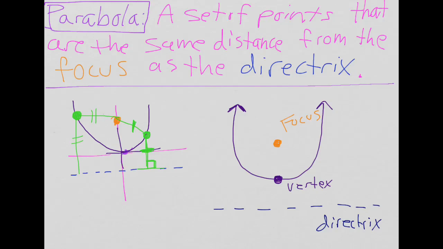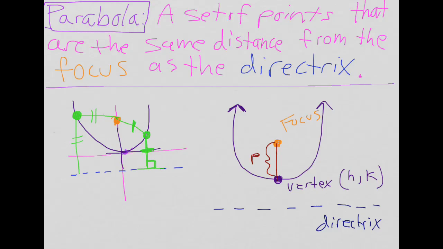Now, just like we had with vertex form of a parabola, we're still going to identify that vertex as h, comma, k. H being the x value of the vertex, k being the y value of the vertex. Now, here is a new piece of information for you. The distance from the vertex to your focus is called p.